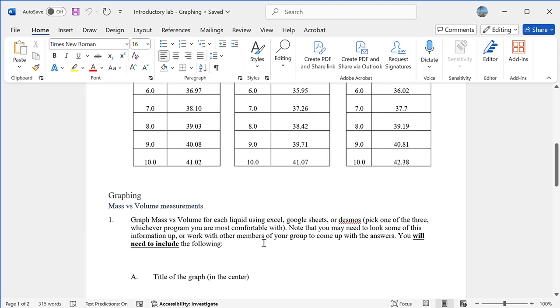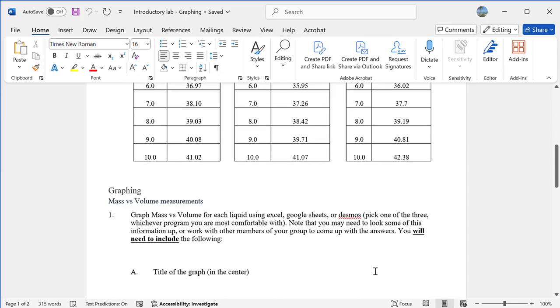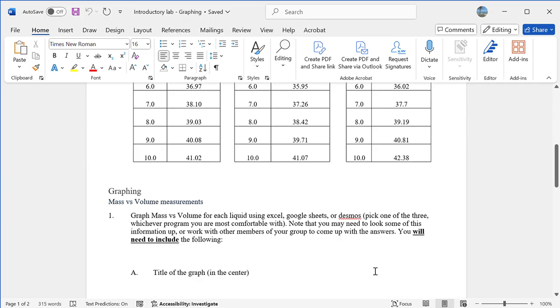The first question tells you to graph using Excel, Google Sheets, or Desmos. Pick one of the 3. And you might need to look some of this information up or work with members of your group. For those of you who are going to be in my face-to-face course, you can work in your groups of 3 or 4 students. For those who are in my online courses, I am trying to set this up for the first time where you actually collaborate with each other.